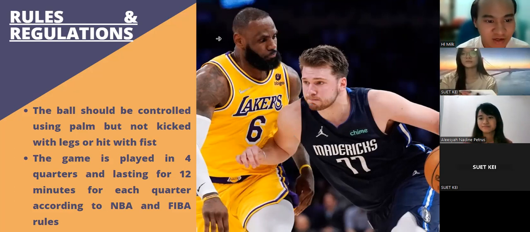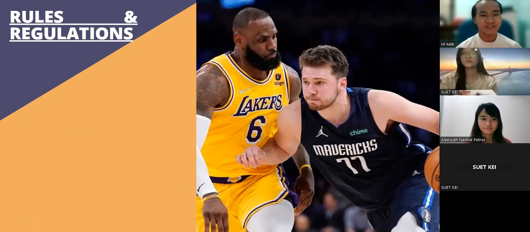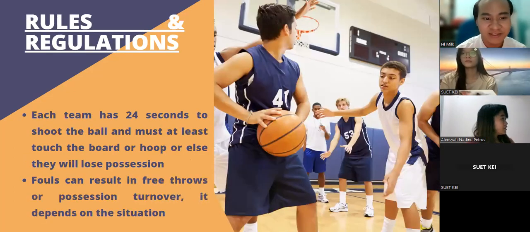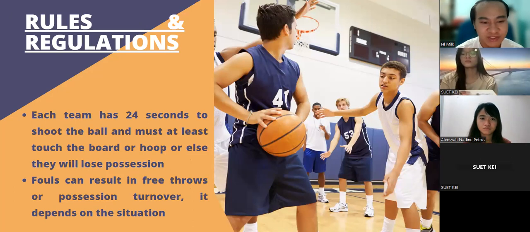So thank you, Alicia. The next rule is that each team has 24 seconds to shoot the ball, and the ball must at least touch the board or the hoop, or else they will lose possession and the opponent will have a start-up opportunity. So next is about the fouls.